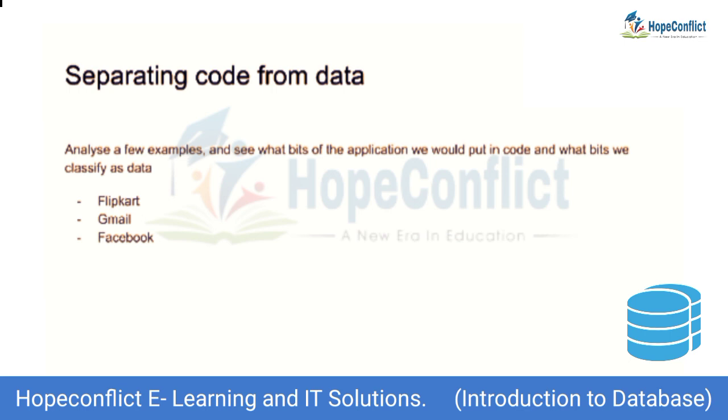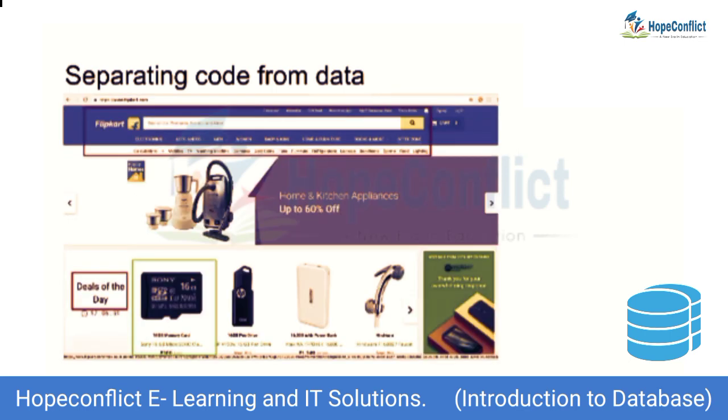So let's look at Flipkart. If you look at the Flipkart homepage, which is an e-commerce site, this top bit of the Flipkart site, which is the bit in the red rectangular box, this part is what I would say is generated using the code bit of the Flipkart web app, right? Because these kind of things are hard-coded or necessarily a part of the Flipkart website.